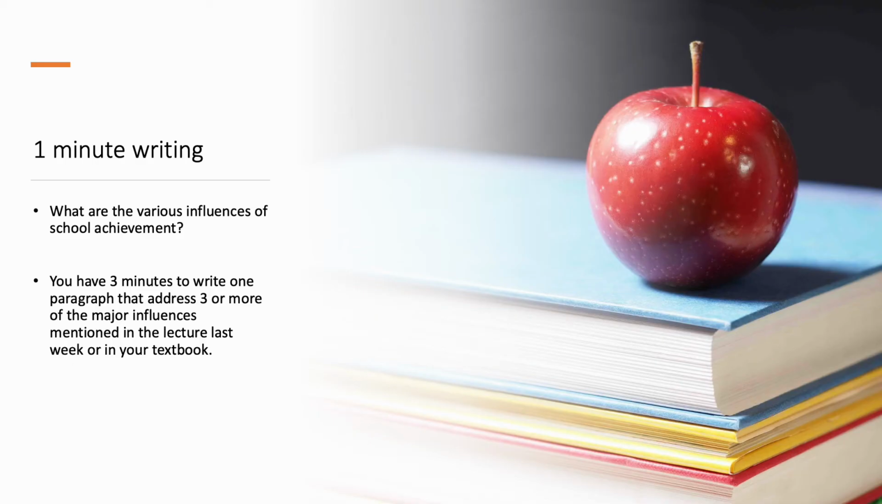Let's get started with a little writing exercise. These writing exercises are good to see what you remember from your readings and to prepare you for any essay questions you might see on your exam. Take just 1 minute or up to 3 minutes and answer what are the various influences of school achievement. Take about 3 minutes and write 1 paragraph to address 3 or more of the major influences mentioned in the lecture last week or in your textbook. When you get done, come back and we'll do a quick review of those.